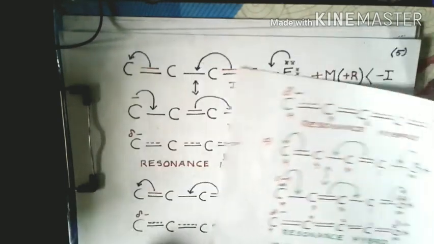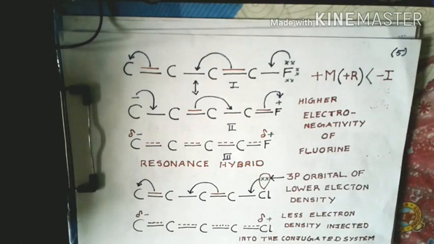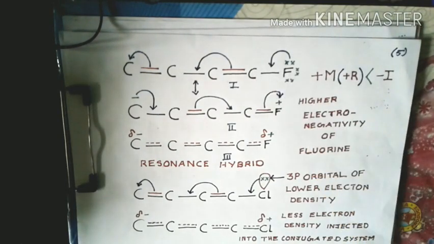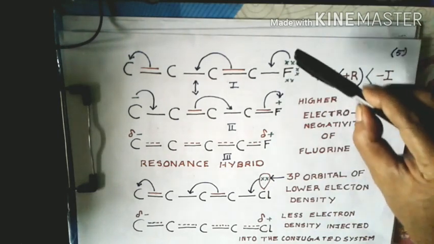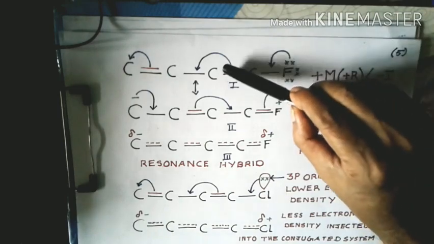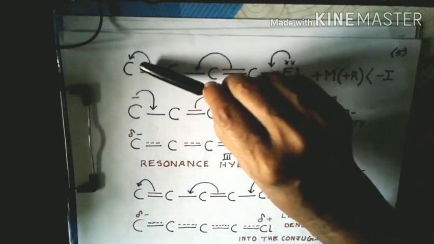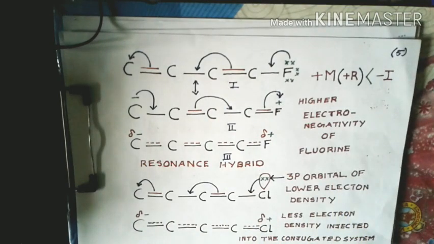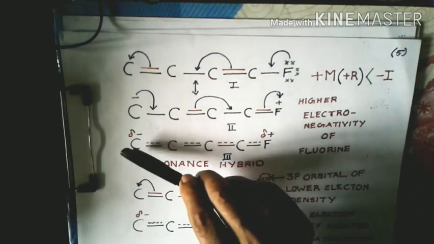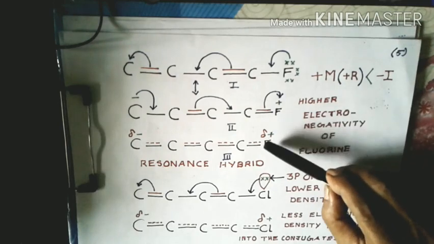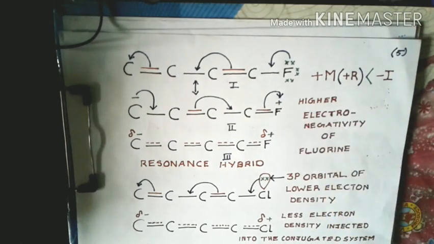Now consider the case of halogens. Consider a fluorine atom connected to a conjugated system. Now due to resonance, the electron pair here moves in this direction. Simultaneous movement here and simultaneous movement here, giving carbon negative and fluorine positive. Now in the resonance hybrid, the end carbon atom, that is carbon 4 here, will possess a partial negative charge, and fluorine will get a partial positive charge.